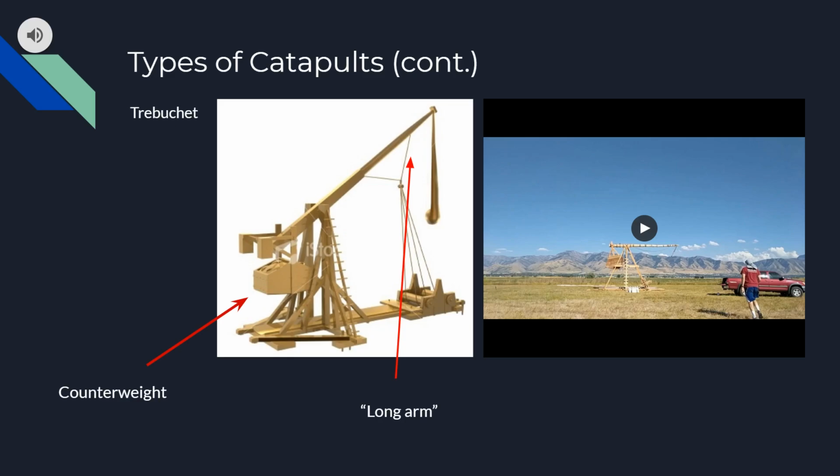It is important to note that the potential energy is stored in the counterweight while it sits on top. That energy is then converted to kinetic as the rope is cut and the long arm shoots up.